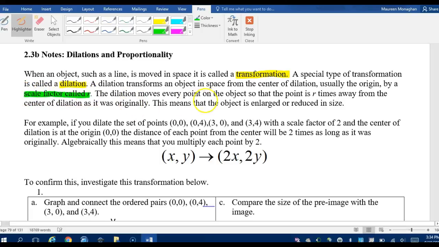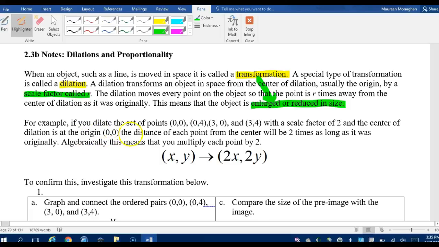The dilation moves every point on the object so that the point is r times away from the center of dilation as it was originally. This means that the object is enlarged or reduced in size. So a dilation means to reduce or enlarge in size. It is reduced or enlarged by a scale factor of r. That's what all that means.